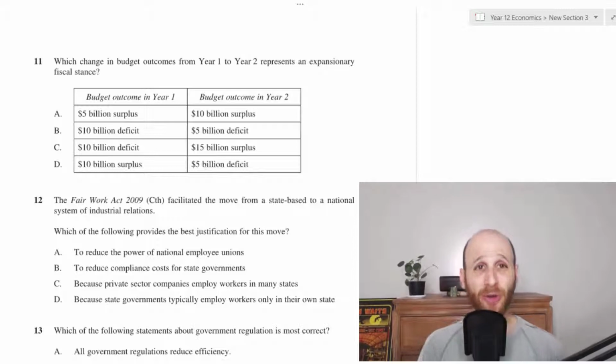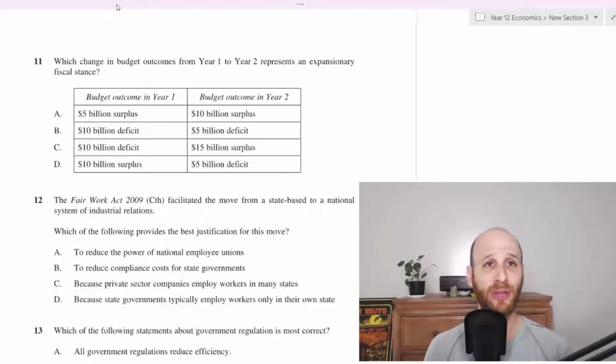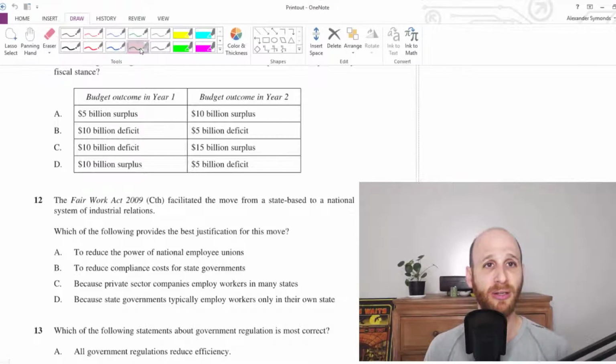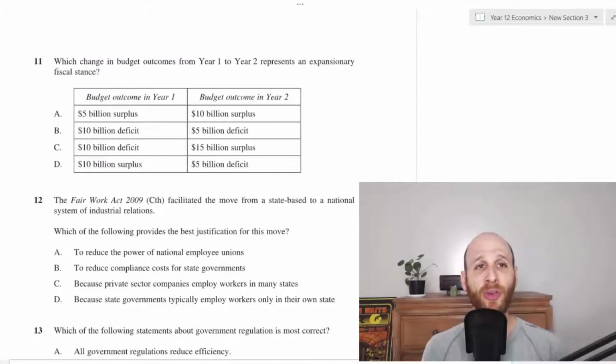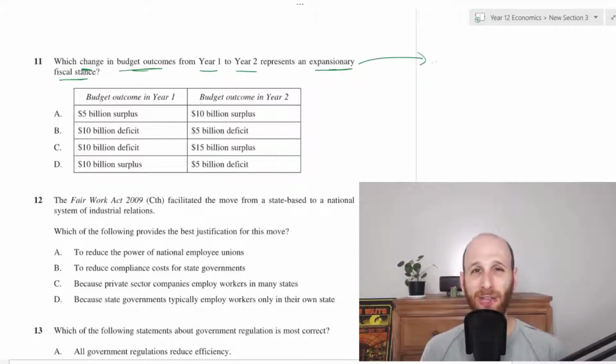Okay, here we go, question 11. It says, what change in budget outcomes from year 1 to year 2 represents an expansionary fiscal stance? So if I go over here, I'm thinking about what is expansionary.